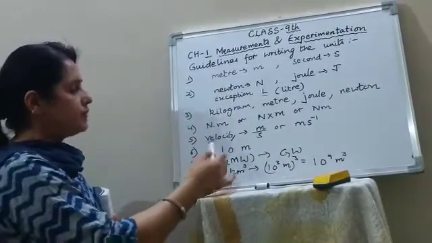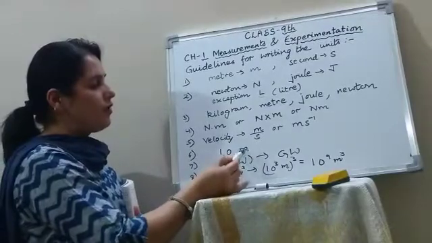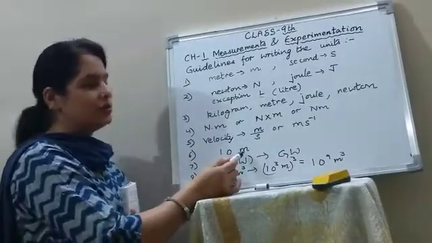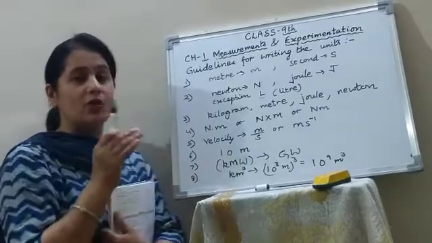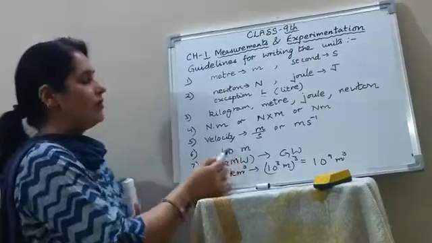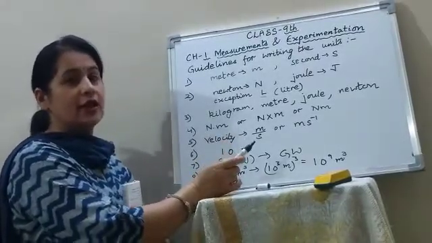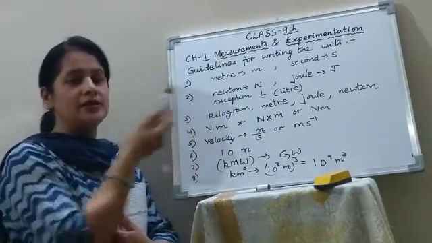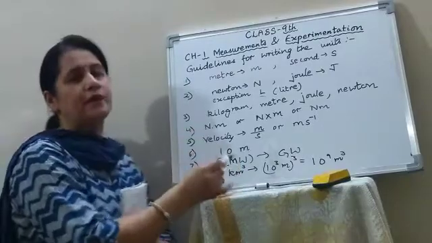Now, the sixth point is that we never use the plural form when we are writing these units. Suppose it is 10 meters. We call it meters, but whenever we are writing, we represent it by a symbol. We will write m, not ms. We will not write ms, because then it will become millisecond. So 10 meters is 10 m.